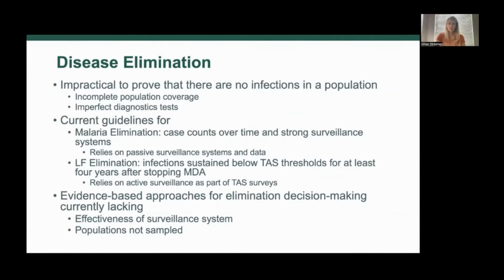The current guidelines for elimination are disease specific. For the case of malaria, elimination means that there has been no reported cases over the previous 3 years and that there is a strong surveillance system in place to detect any reintroductions or imported infections or emergence that may happen. So the malaria elimination system really relies on the passive surveillance data available to inform decision-making.